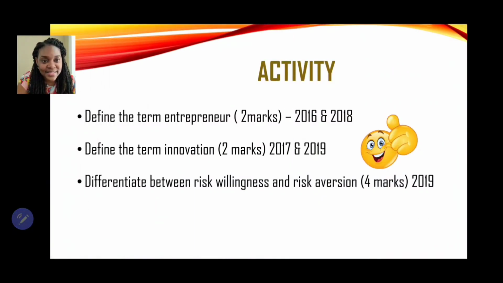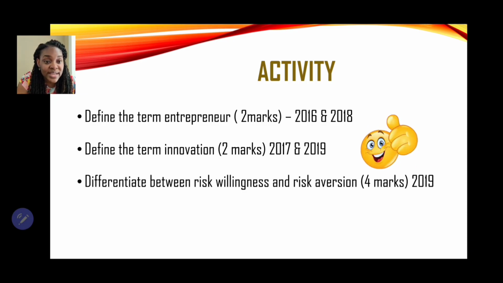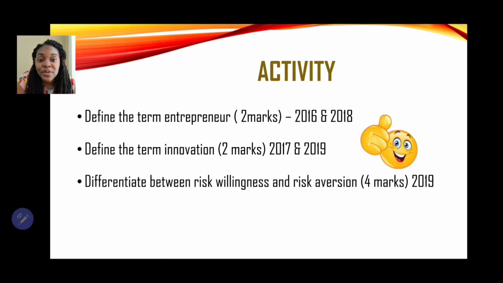Now we're at our activity. Good? Our activities, these questions are past paper questions, and let us look at what they are. For both 2016 and 2018, the question that came on this topic was to define the term entrepreneurship, and that's 2 marks there. In 2017 and 2019, the same question came, define the term innovation. And in 2019, to differentiate between risk willingness and risk aversion. Good? So ensure that you know all these definitions, guys, and the difference between risk willingness and risk aversion.